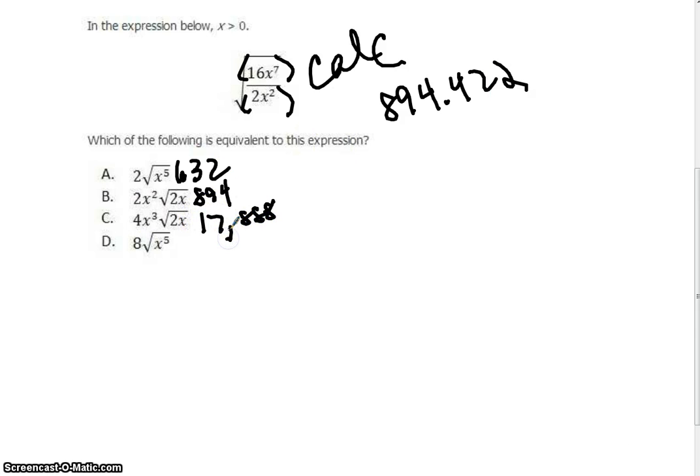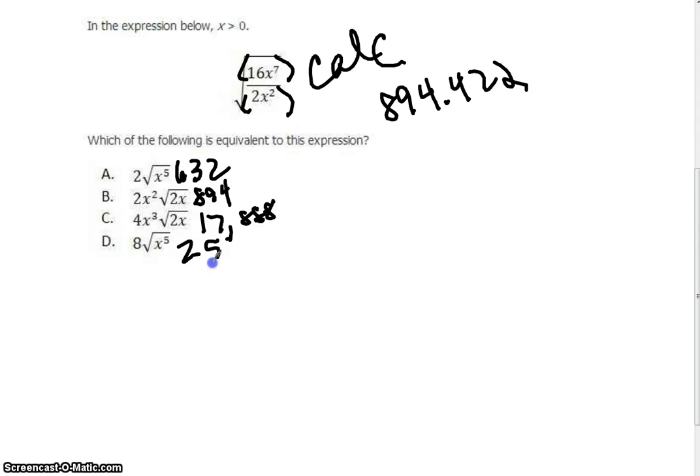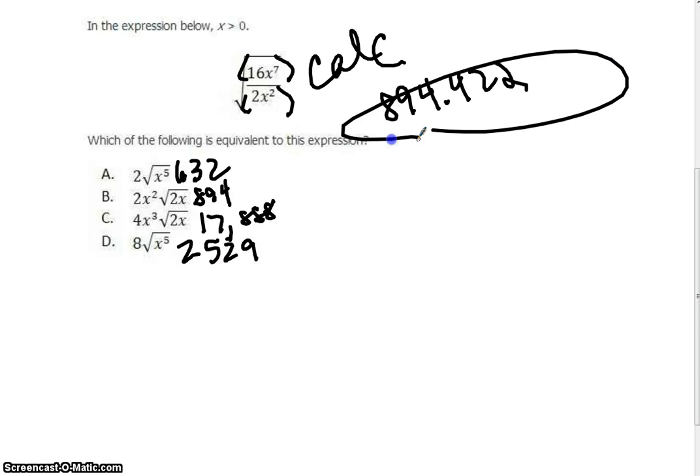And then we're going to try 8 square root of x root 5, and we get 2529. Remember, we were looking for 894, and so that makes it B.